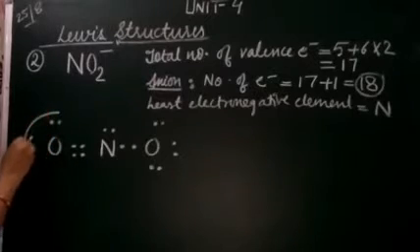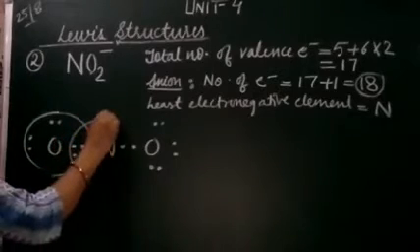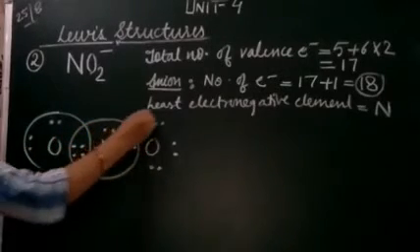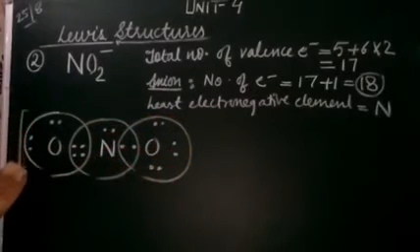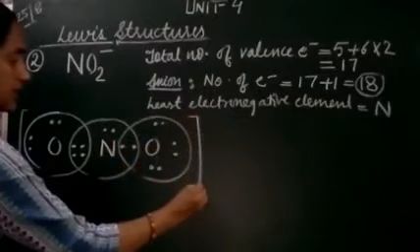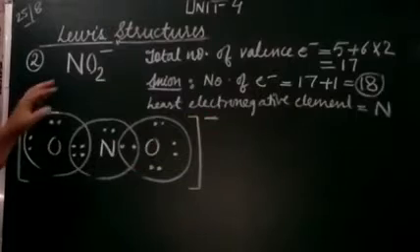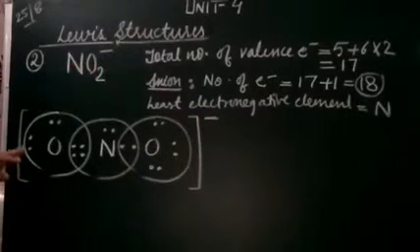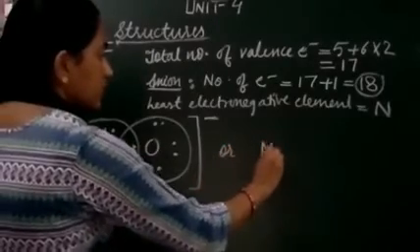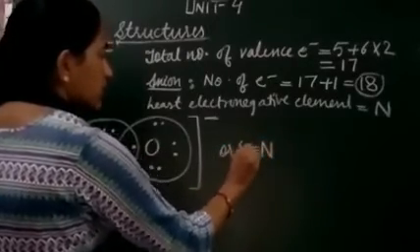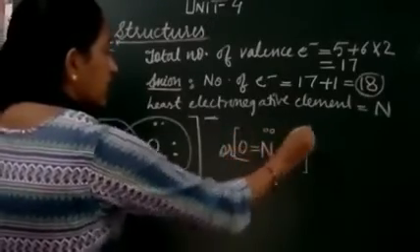Right, so you can either simply leave it as it is, or you can draw the circles just to show the formation, to indicate the octet is being complete. And don't forget to put this minus sign within the square bracket because it is an anion. Okay, now this can be represented as nitrogen, with a double bond to oxygen, having a lone pair on the nitrogen atom. It is in this way.